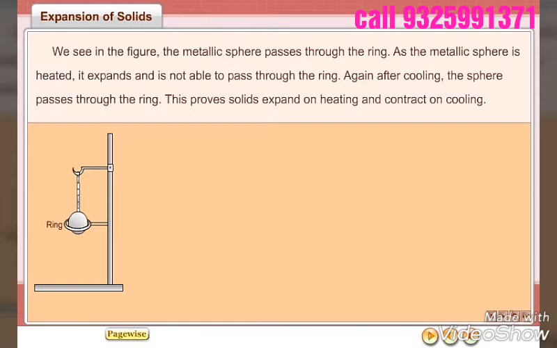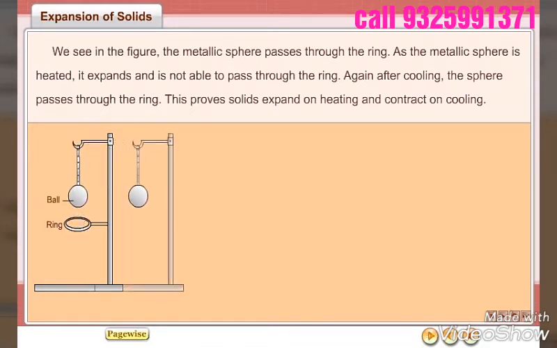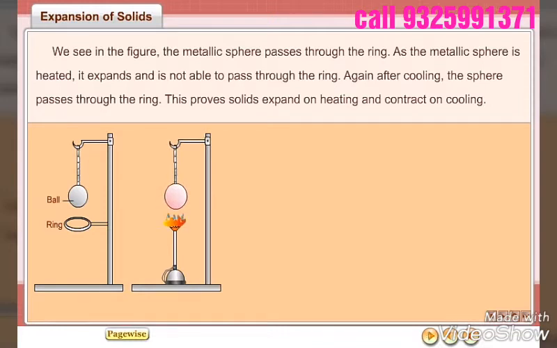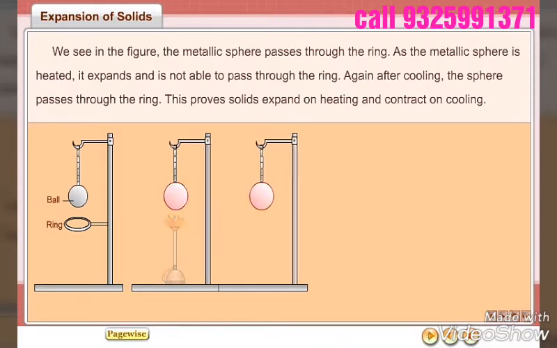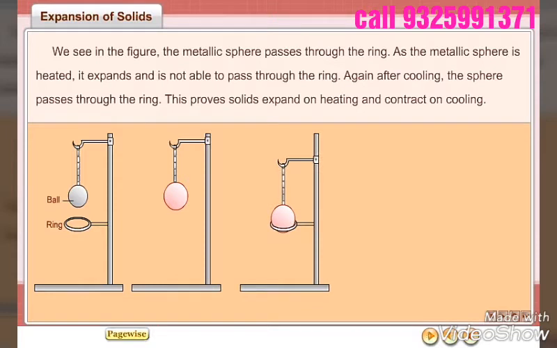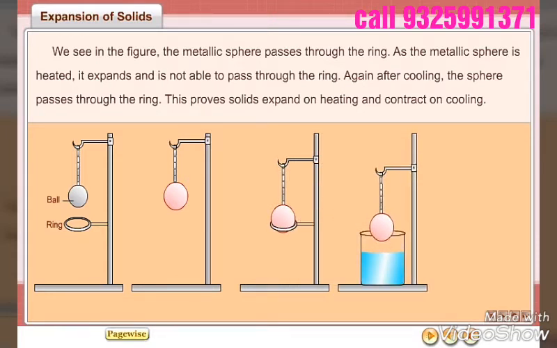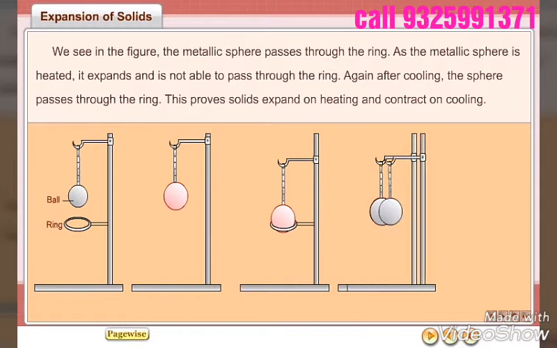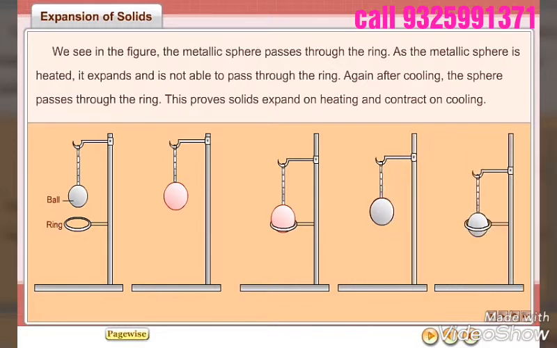Expansion of solids. We see in the figure, the metallic sphere passes through the ring. As the metallic sphere is heated, it expands and is not able to pass through the ring. Again, after cooling, the sphere passes through the ring. This proves solids expand on heating and contract on cooling.